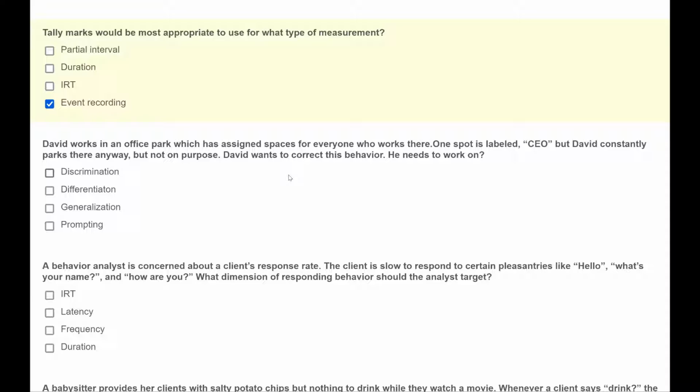Think about discrimination, also known as stimulus discrimination. Discrimination is telling the difference between 2 or more stimuli. If one parking spot has CEO and another doesn't, 2 different stimuli. David is not able to discriminate between the spots.